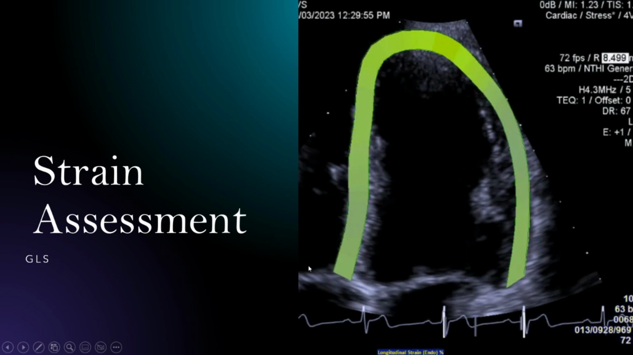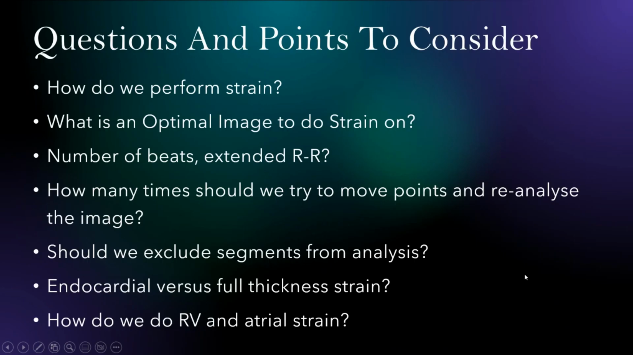Today I want to go over some of the assessment elements when looking at strain using the Siemens machine. I want to consider a number of different things, such as how do we actually do it, what's the ideal image for it, how many beats to use, do we use an extended R2R, how many times should we actually try to move points around and reanalyze the image, should we be excluding any segments from analysis, what's the difference between endocardial and full thickness strain, and also just touch on RV and atrial strain.